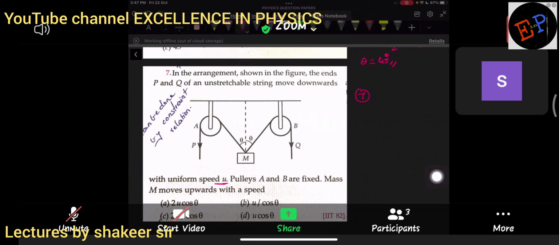See, consider here there is one block. Consider here also there is one. There are no blocks actually, we are considering. Consider this is block A and this is block B. They are moving downwards with how much velocity? It is already given. They are moving downwards with the velocity of u. This is also moving with the velocity of u. This is also moving with the velocity of u. Are you able to understand?